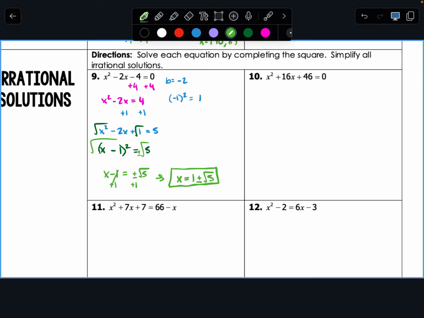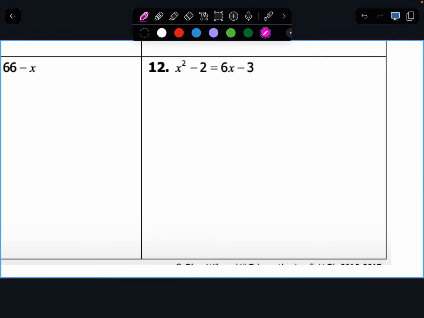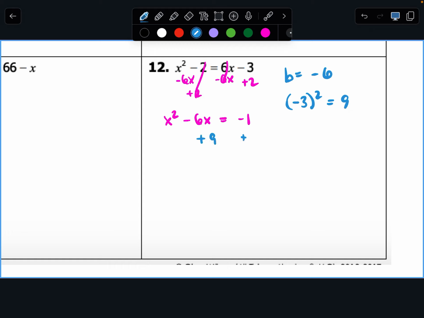Okay, the last example on this page, we'll look down at number 12. Same thing. I want all of my x's to be on the left side, so subtract that 6x. My numbers, my constants, need to be on the right, so add 2 to both sides. Now I have x squared minus 6x equals negative 1. Now complete the square. b equals negative 6. Take half of it and square it to give yourself 9. So if I add 9 to both sides, I'll have a perfect square trinomial on the left.